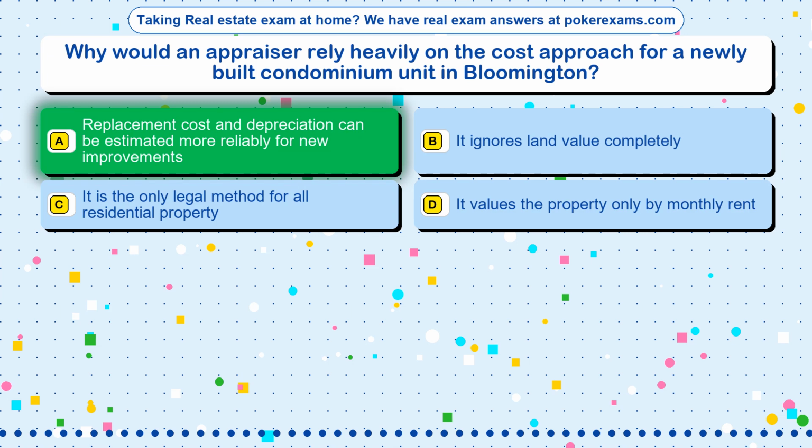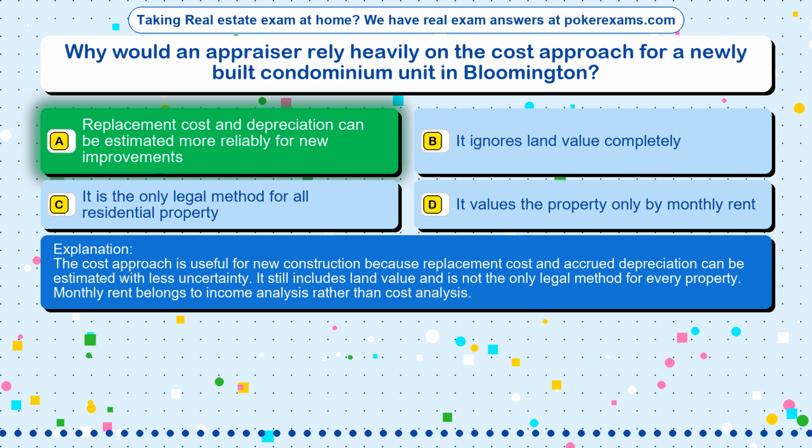The correct answer is option A. Replacement cost and depreciation can be estimated more reliably for new improvements. The cost approach is useful for new construction because replacement cost and accrued depreciation can be estimated with less uncertainty. It still includes land value and is not the only legal method for every property. Monthly rent belongs to income analysis rather than cost analysis.